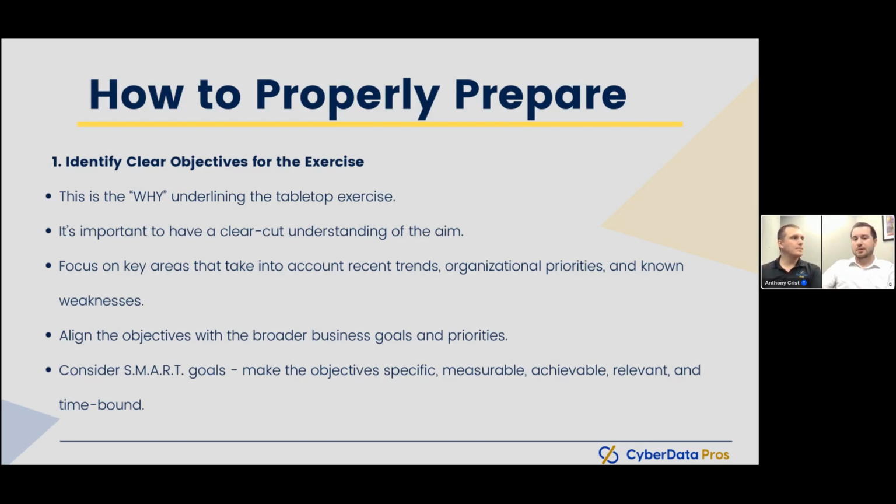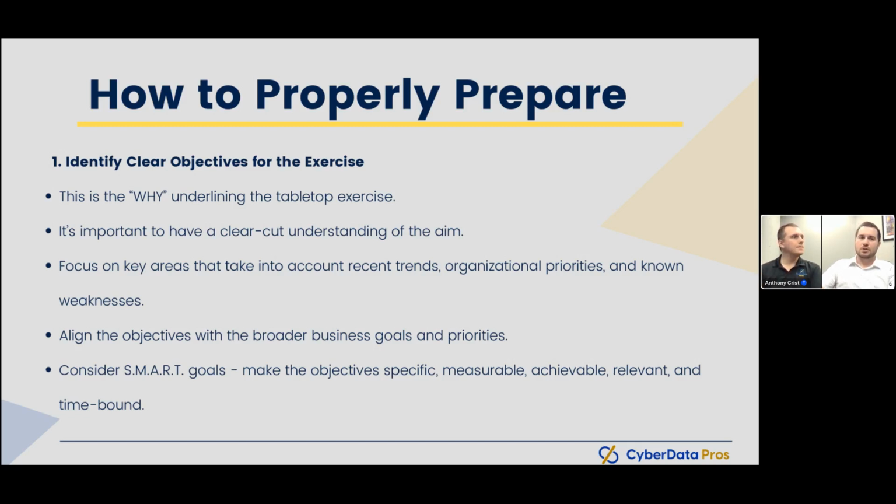There are key areas to focus in on. Take into account recent trends in cybersecurity. If there's an outbreak of a new malware strain that's been hitting all over the place, and there's a reasonable likelihood it could come for you next. Yeah. Organizational priorities, the type of business that you're in, what your mission is, the industries you're involved with, and then also known weaknesses. So maybe you already have an idea of certain areas that probably aren't as strong as you'd like them to be. You can put it under this sort of stress test, if you will, and see how it holds up.